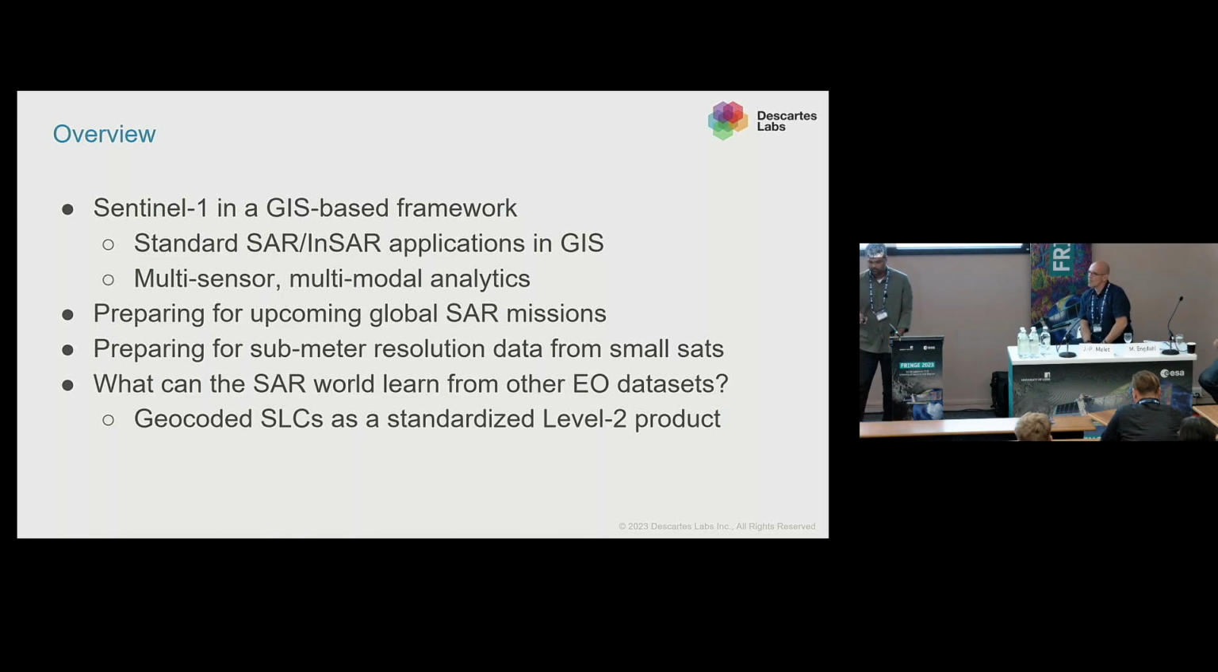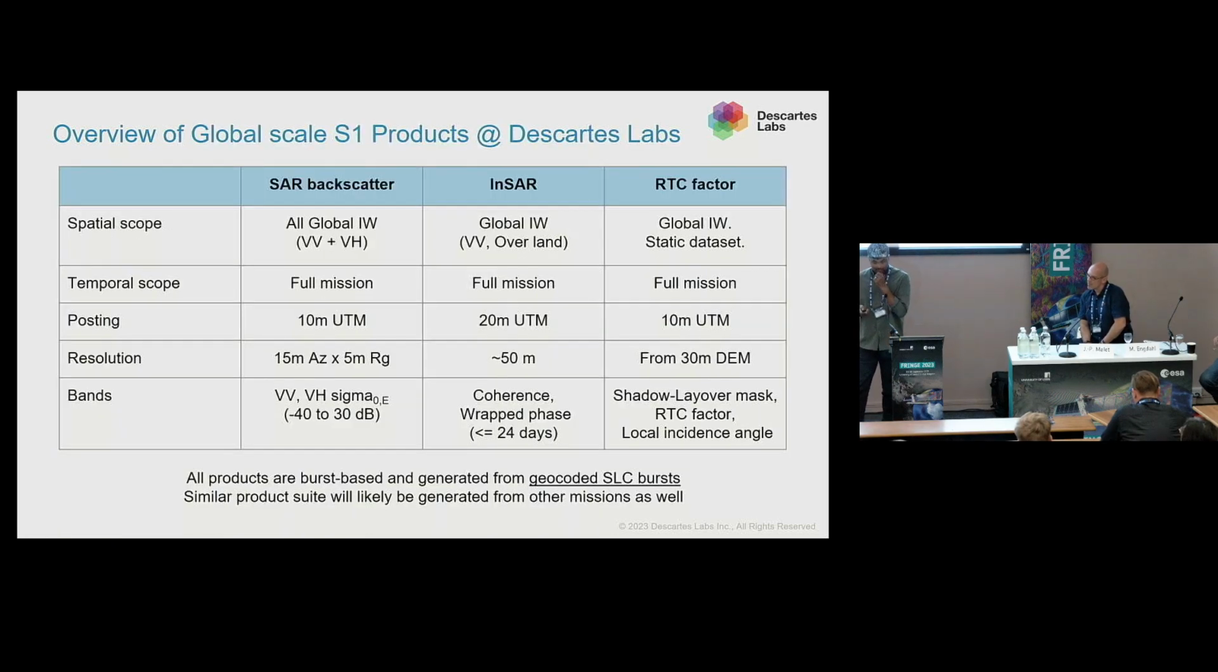This is a slide from FRINGE 2021, where we presented our global scale work on Sentinel-1. We routinely process 3 products out of Sentinel-1. SAR backscatter from all we transmit data, which is dual pole, single pole. This is on a 10-meter UTM grid. The UTM grid is compatible with Sentinel-2 from the get-go, so you can overlay them on top of each other for mix and matching them.